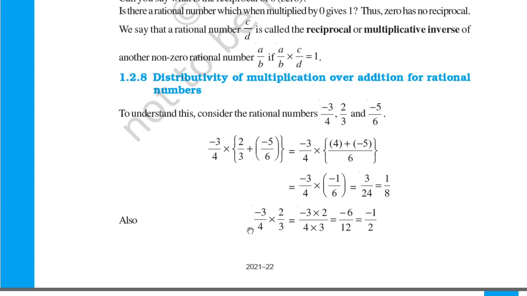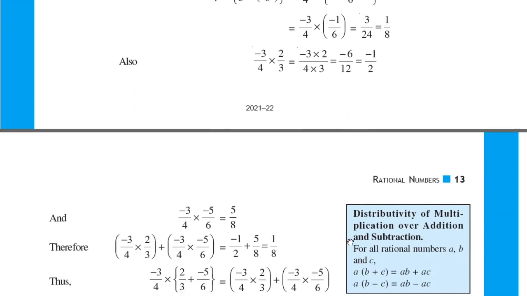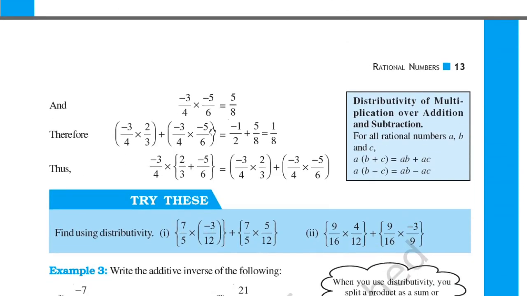Similarly, minus 3 by 4 into 2 by 3 is equal to minus 3 into 2 over 4 into 3, that is minus 6 by 12, which is equal to minus 1 by 2. And minus 3 by 4 into minus 5 by 6 is equal to 5 by 8. Therefore, minus 3 by 4 into 2 by 3 plus minus 3 by 4 into minus 5 by 6 is equal to minus 1 by 2 plus 5 by 8, that is 1 by 8. Thus minus 3 by 4 into (2 by 3 plus minus 5 by 6) is equal to minus 3 by 4 into 2 by 3 plus minus 3 by 4 into minus 5 by 6.